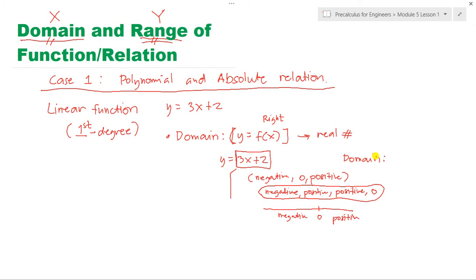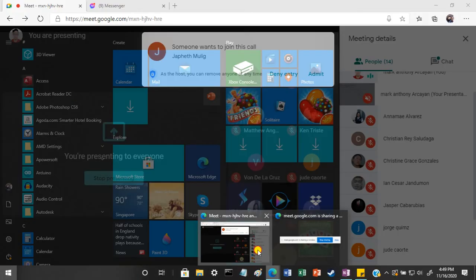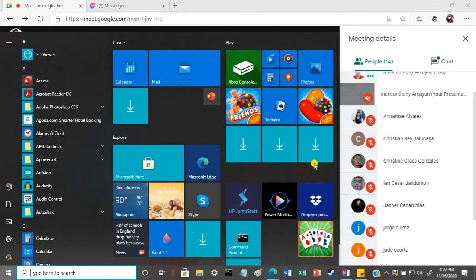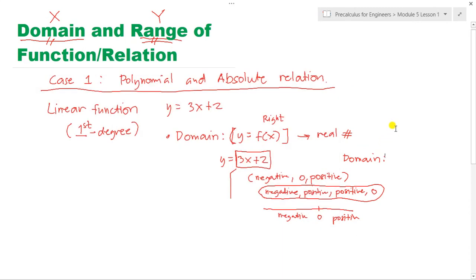Is it all imaginary numbers or real numbers? Since we have negative, then positive, then 0, meaning on our real number line, that would be all real numbers. So, all of them, because it is the domain.